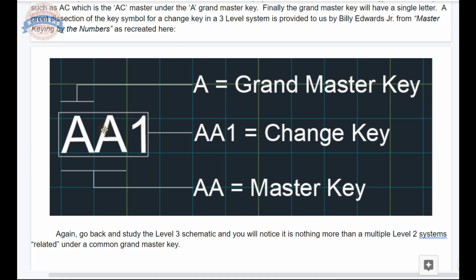Hopefully this helps dissect what this is. Everything in the box, that's your change key. My master key is just these 2 letters, and that's my grandmaster. Flip it around for a level 2 system, 1AA. I would use both of these and not have this.